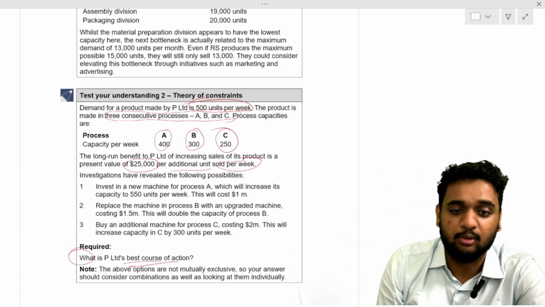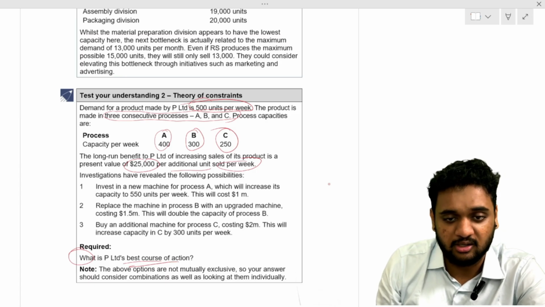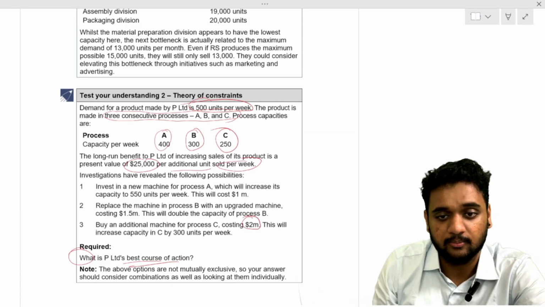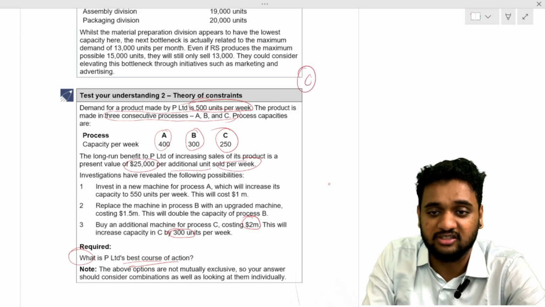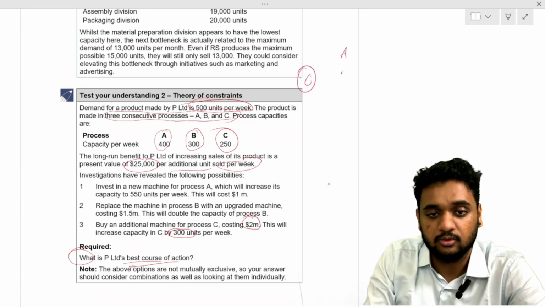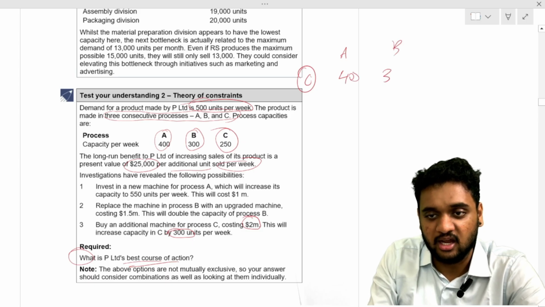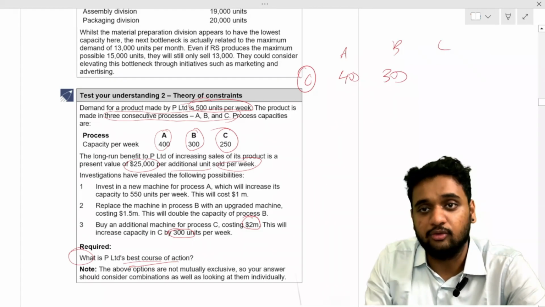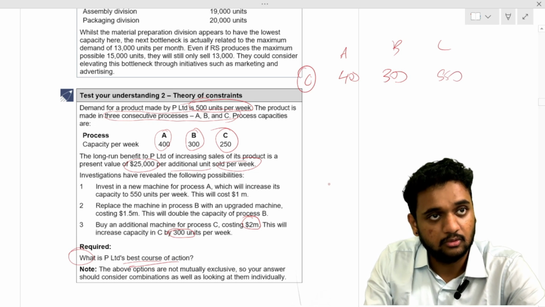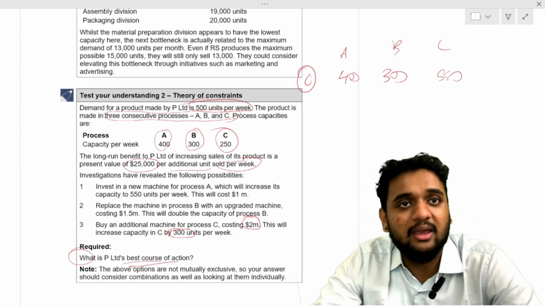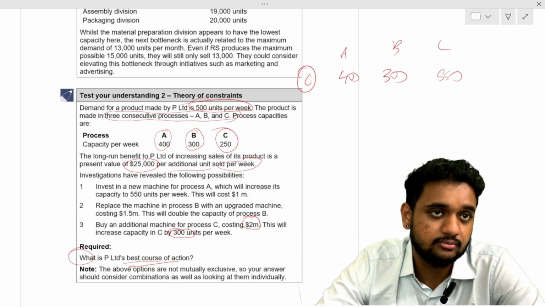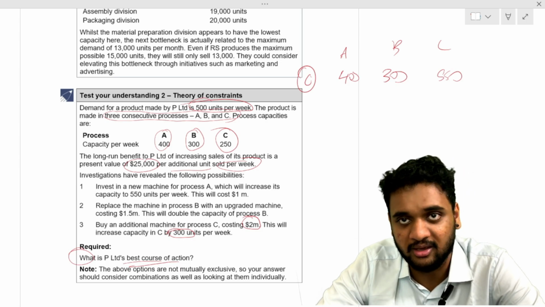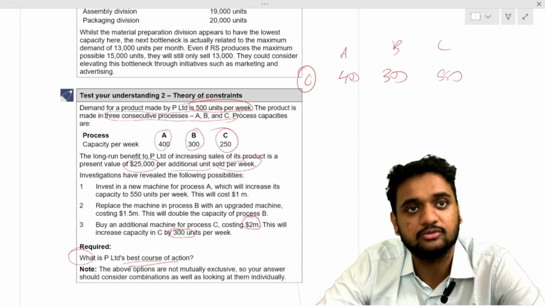What do they give about process C? Come to the third point. If you buy an additional machine in process C, how much will it cost us? $2 million. This will increase the capacity by 300 units. So what will be the new capacity if we invest in process C? A is 400, B is 300, C is 300 plus 250, 550. Because of me investing in machine C, how much extra units am I able to produce? Look at the question and tell.